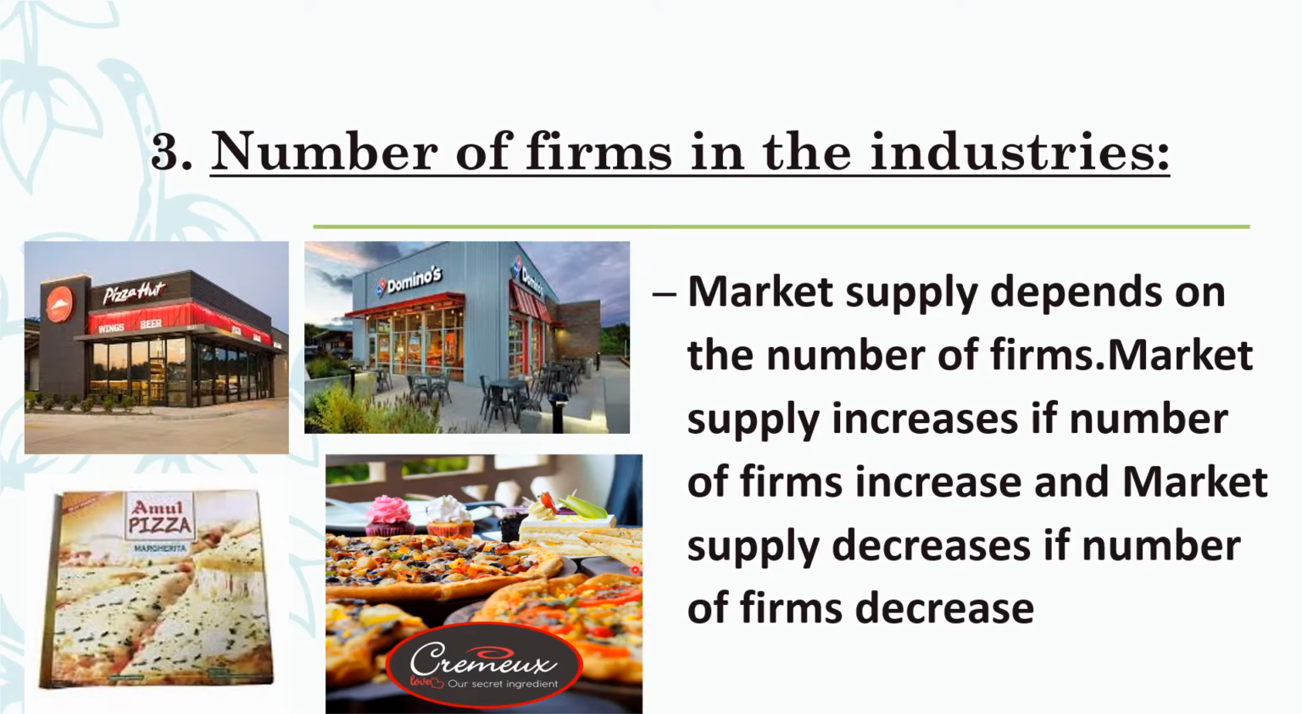The third factor affecting supply is number of firms in the industry. Market supply depends on the number of firms in the market. Market supply increases if number of firms increase, and market supply decreases if number of firms decrease. Here we see there are many suppliers of the example that we have taken, that is pizzas. We have Pizza Hut, Domino's, Cremo, Amul, and so on.